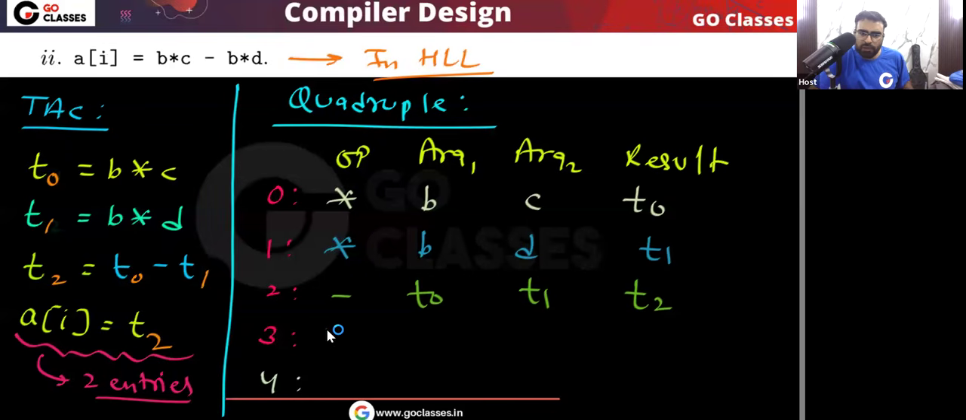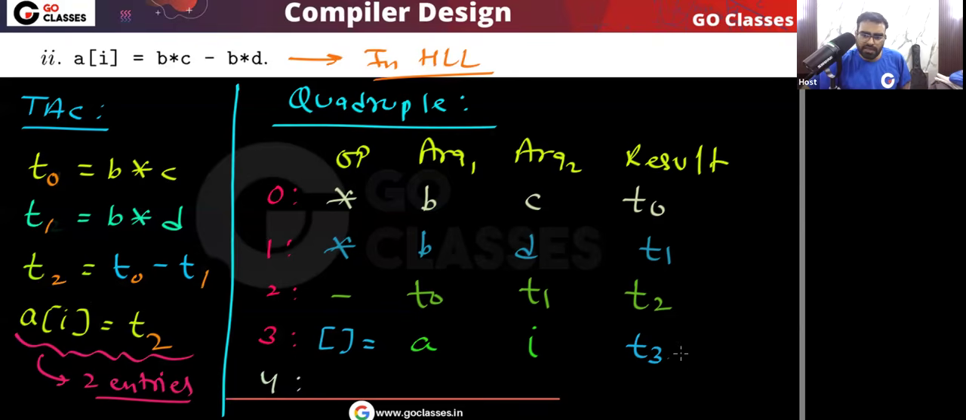What is the first entry? The operator is bracket assignment, because remember this bracket is on the left side of the assignment. The arguments in the first entry will be a comma i, and the result you can store in some temporary variable t3. So in t3 we have this location, a plus i.